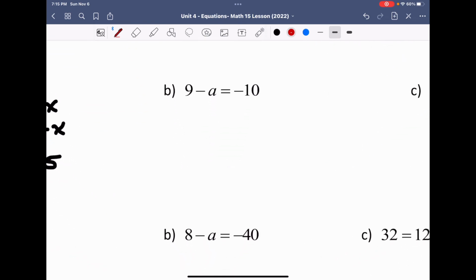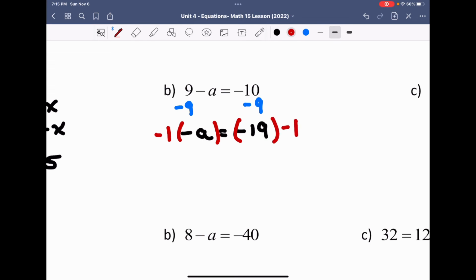All right, so let's go to B here. B, 9 minus a equals negative 10. Well, let's solve it by isolating the negative a and then dividing or multiplying by that negative 1. Here's what I mean. Positive 9, I subtract 9 from both sides. Negative a is equal to negative 10 minus 9, which is negative 19. And now I can either multiply or divide by the negative 1 on both sides.